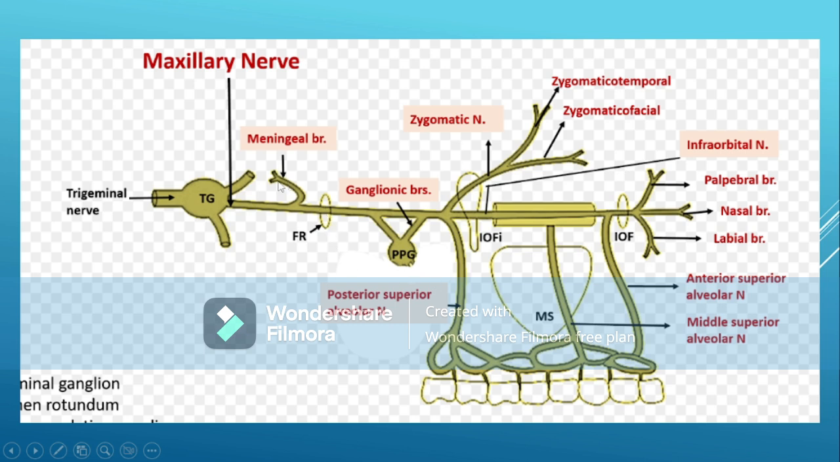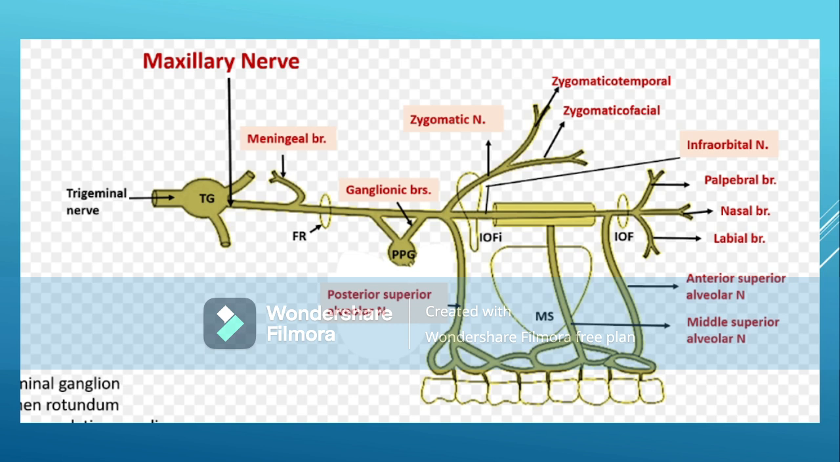This will be very simple for you. Now to start, the maxillary nerve gives the first branch in the cranium, that is the meningeal branch. Now this meningeal branch, where does it supply? It supplies the dura mater. Okay, the name itself tells you what it supplies.